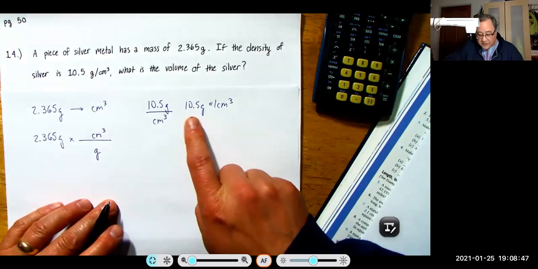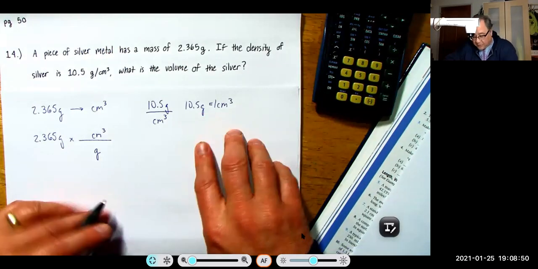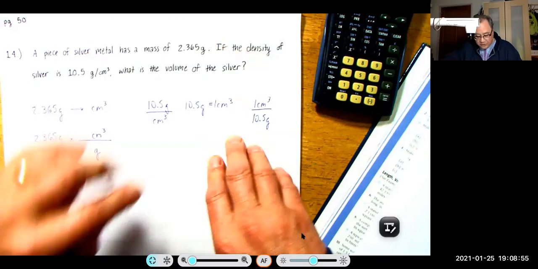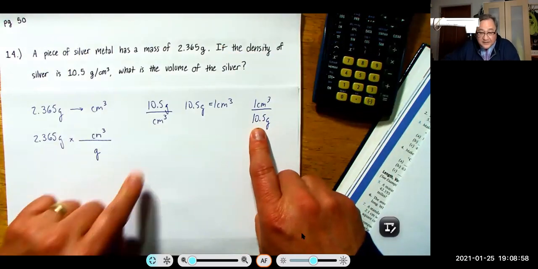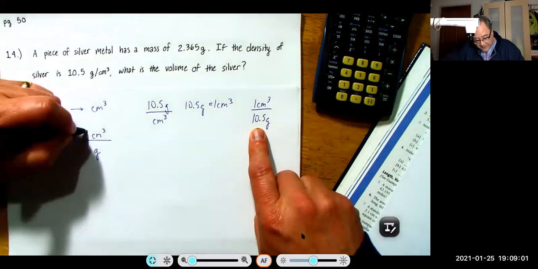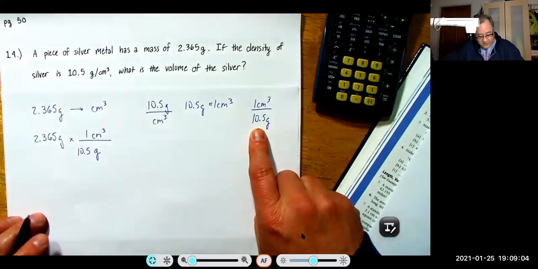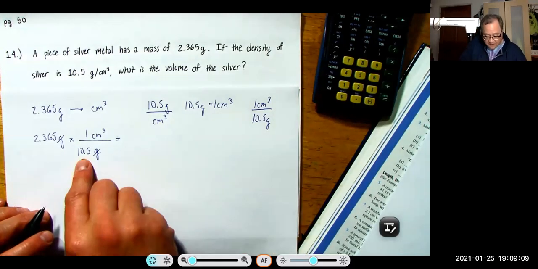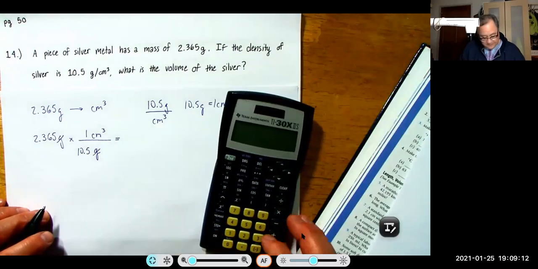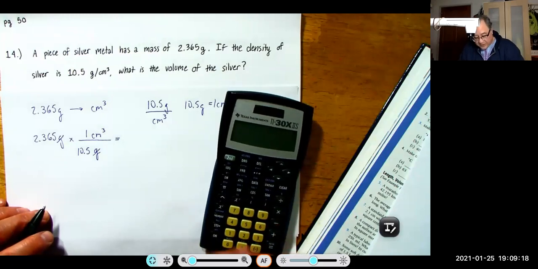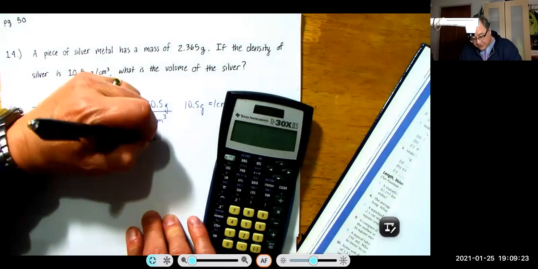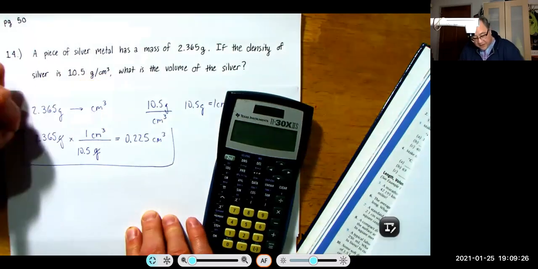And I can put either side on the bottom and either side on the top. So I'm going to put 1 centimeter cubed over 10.5 grams. So I can use this as a conversion factor instead of this. So I'm going to put the 1 here and the 10.5, and that should work. Grams cancel. We're allowed 3 significant figures because of the 10.5. And so we get 0.225, 3 significant figures, centimeters cubed. And this is perfectly fine for doing this problem.